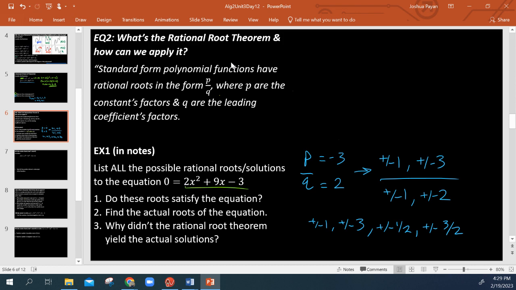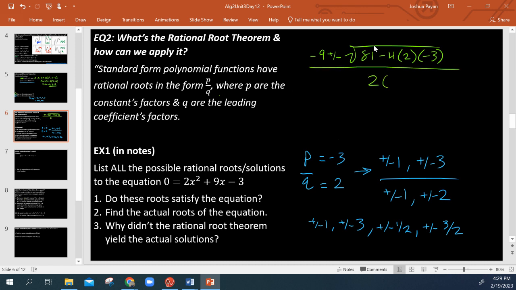Okay, so if we go ahead and find the actual roots of 2x squared plus 9x minus 3, we can go ahead and try to figure that out. So that is not going to require factoring. That's not going to work. So we're going to go ahead and just use the quadratic formula. So we're going to say negative b plus or minus the square root of b squared minus 4 times a times c, all of that over 2 times a. And these are going to be our actual roots that we're going to get from this.